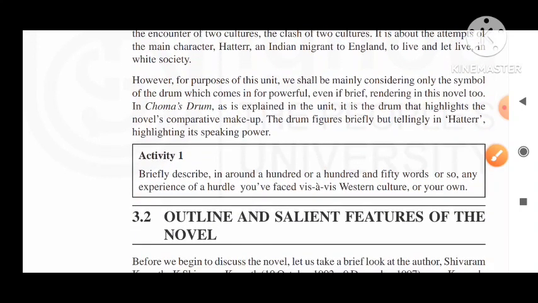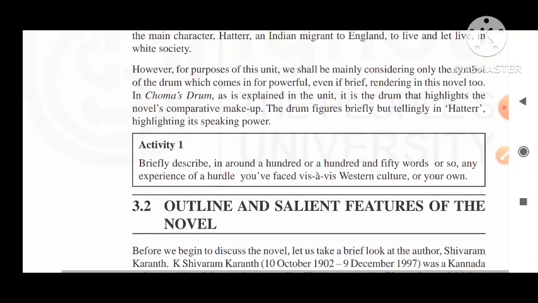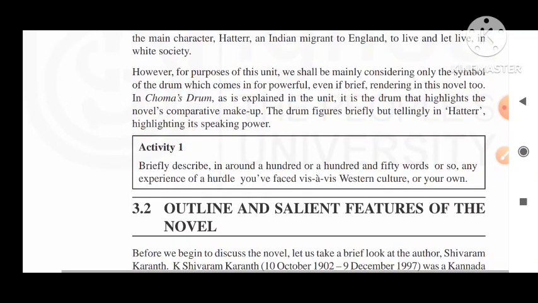However, for the purpose of this unit, we shall be mainly considering only the symbol of the drum, which comes in for powerful even if brief rendering in this novel too. In Choma's Drum, as is explained in the unit, it is the drum that highlights the novel's comparative makeup. The drum figures briefly but tellingly in Hatterer, highlighting its speaking power.